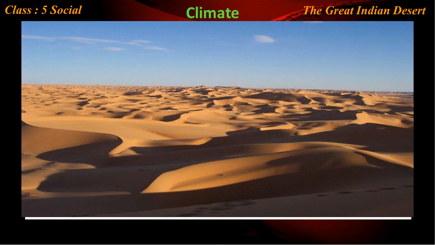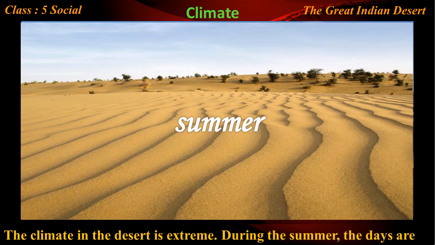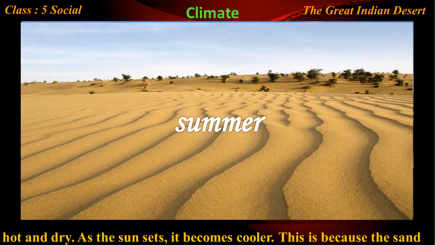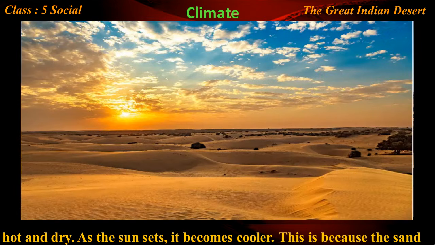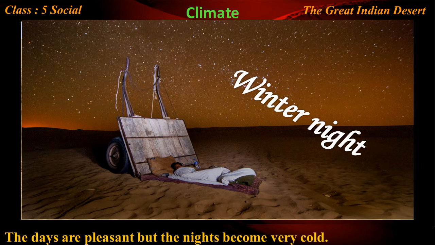Let us see the climate of the desert. The climate in the desert is extreme. During the summer, the days are hot and dry. As the sun sets, it becomes cooler. This is because the sand heats up quickly in the day and cools down fast at night. In winter, the days are pleasant, but the nights become very cold.